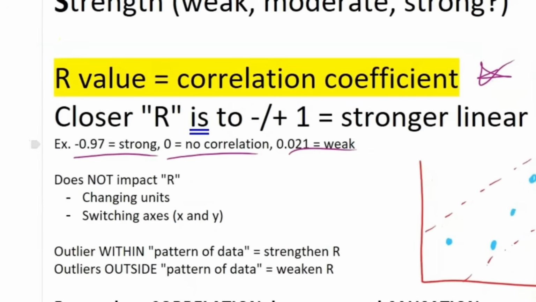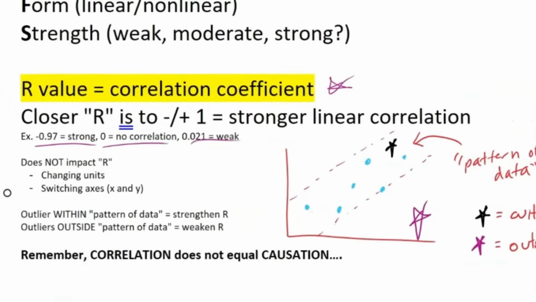A couple things that do not impact your correlation coefficient: changing your units, right? So if you multiplied everything by 100, that does not change your R value. Also, if you switch the X and Y axis, that does not change your R value. Now let's talk about how outliers affect your R value. Any outliers that are within the pattern of data will strengthen R. Any outliers outside the pattern of data will weaken R.